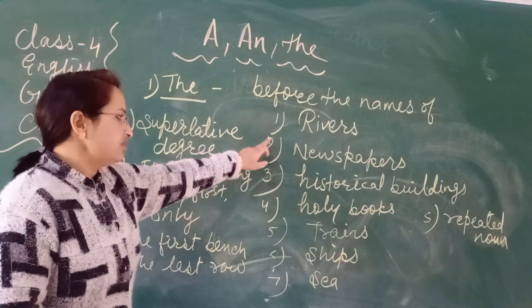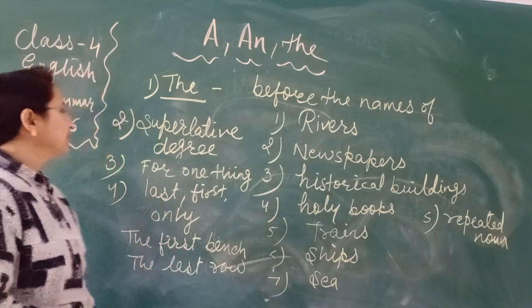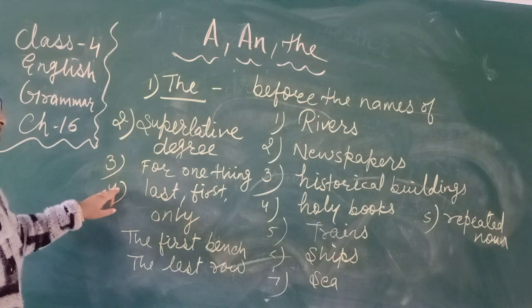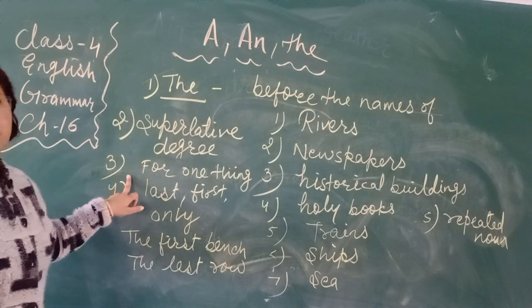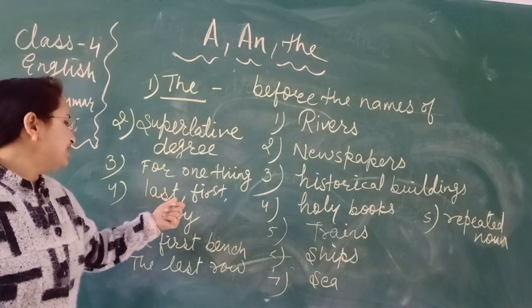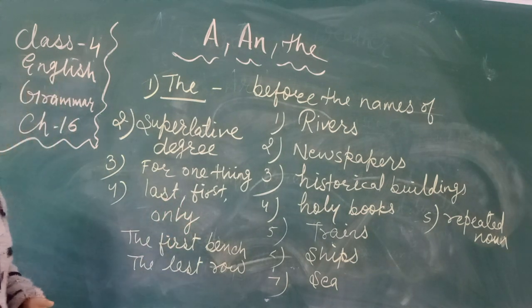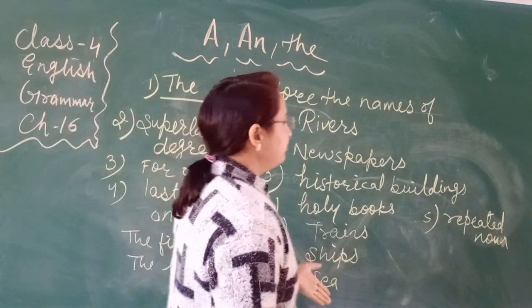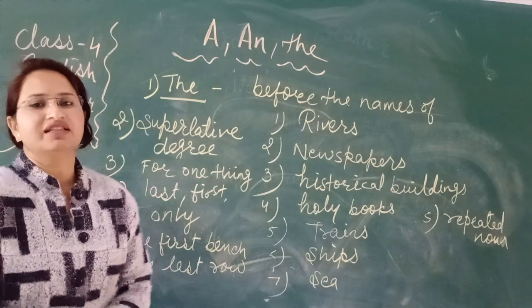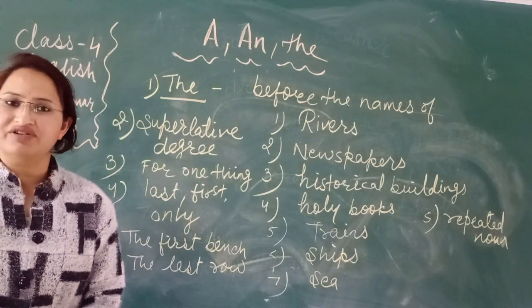Before the names of rivers, newspapers, historical buildings, holy books, trains, ships and seas. Before superlative degree, we use article the. For the thing which is only one in the world, we use article the. The words like last, first, only, we use article the. And for the repeated noun in a paragraph, we use article the. I hope dear students till here it is clear to you.